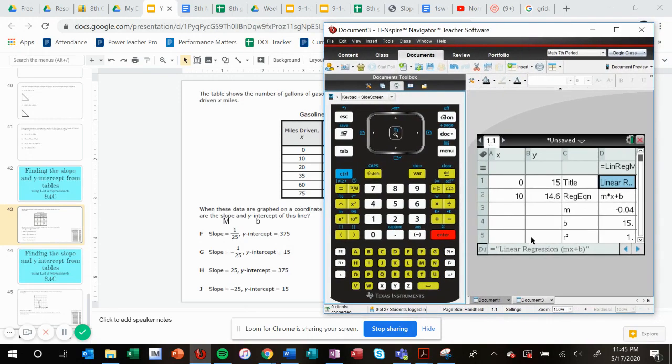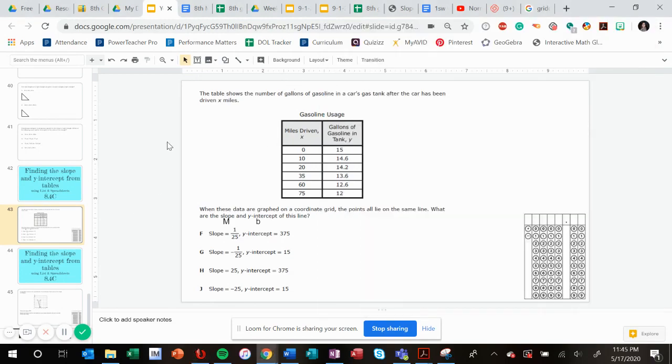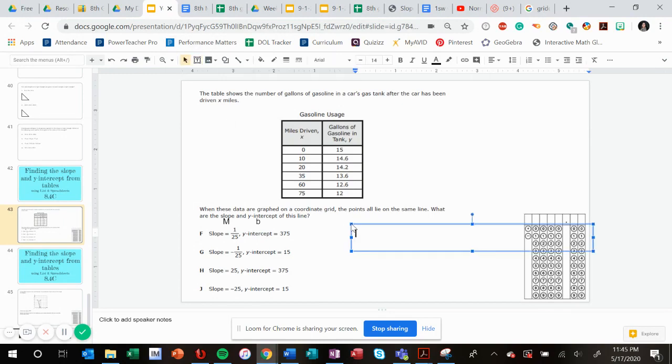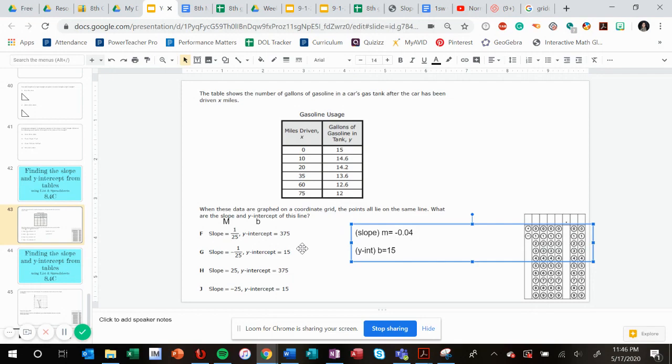Now, notice what we have here. We have an M, which is negative 0.04, and we have a B, which is equal to 15. So I'm going to come over here and type that in. M was equal to negative 0.04, and our B was equal to 15. Remember, M is for slope, and B stands for y-intercept. So let me type that in here. Slope and y-intercept.